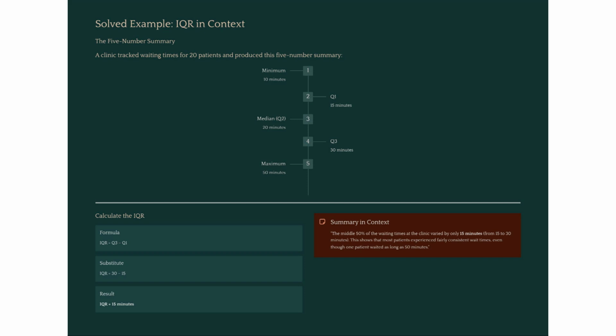If a set of waiting times has a first quartile, Q1, of 15 minutes, and a third quartile, Q3, of 30 minutes, the IQR is 30 minus 15 equals 15 minutes. You would summarize: The middle 50% of the clinic waiting times varied by only 15 minutes. This is a powerful statement about the core consistency of the data.